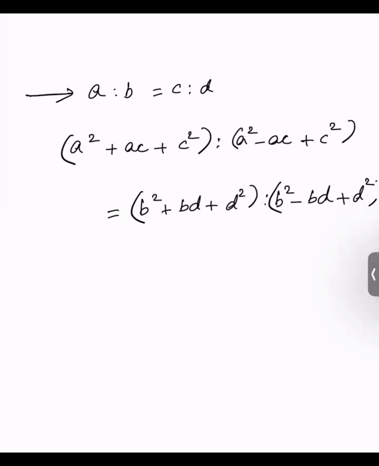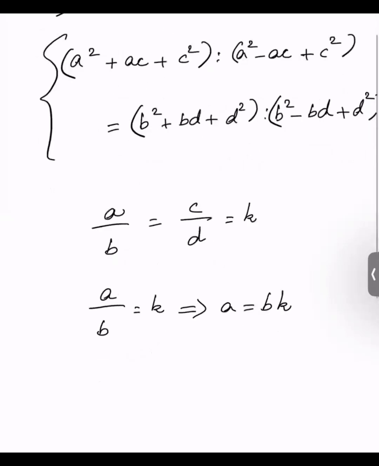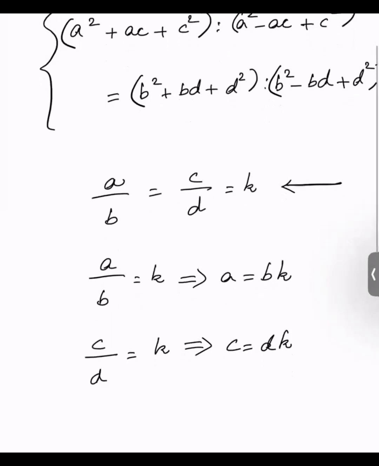So basically A, B, C and D are in proportion. When A, B, C and D are in proportion, we need to prove that this LHS equal to RHS. A by B is equal to K implies A is BK, right? This is what we have done. Now, what is C by D? C by D is also a constant K. So what would be C? C is DK.